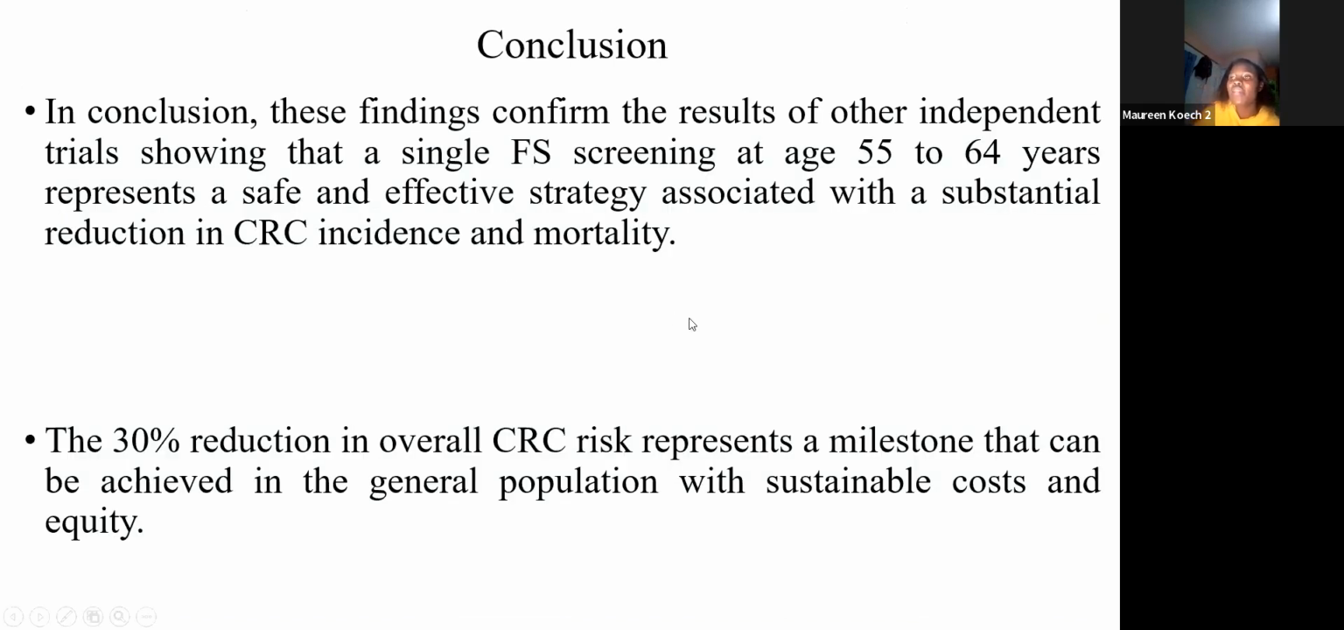Then in conclusion, these findings expand on the literature that indeed a single flexible sigmoidoscopy screening at the age between 55 to 64 years is protective. And according to this study, both mortality and occurrence of the disease can be reduced by 30% in presence of a favorable environment, that is including the cost and the equity of resources.